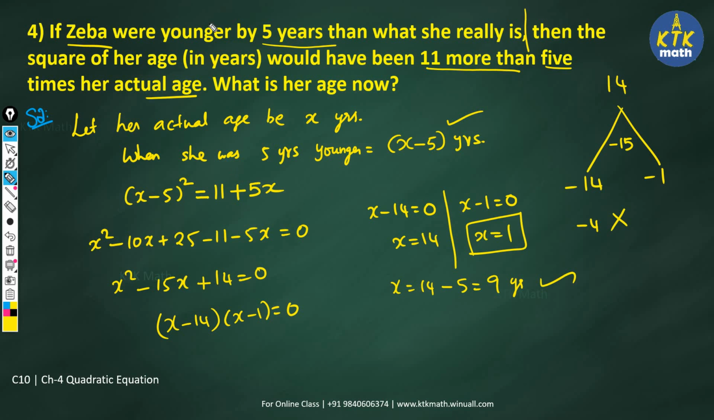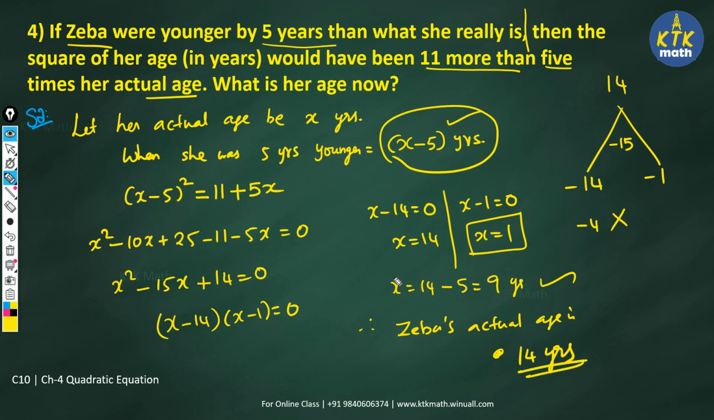That is the reason they are giving one more condition in this question, which talks about 5 years back also. Therefore Zeba's actual age is 14 years. Yeah, this is your answer. Don't write the other one. I gave it only for your understanding of why you omit the negative. So the actual answer for this question is 14 years.